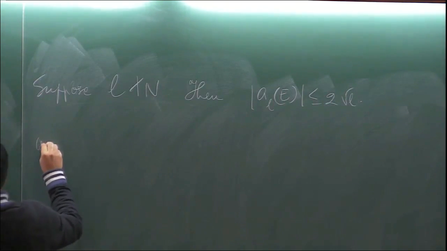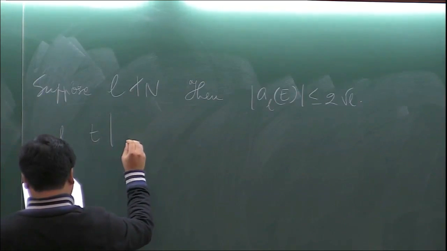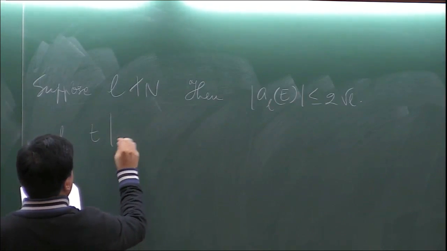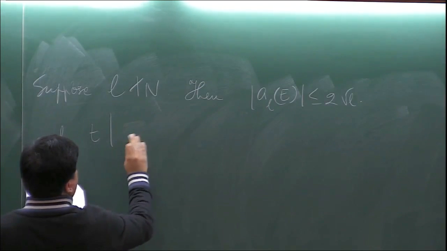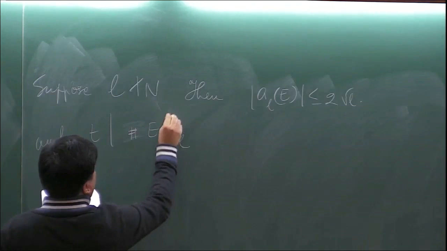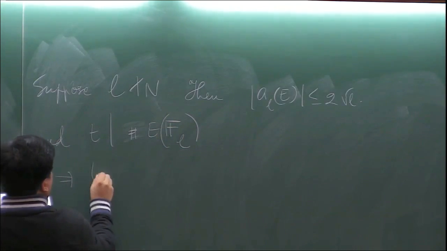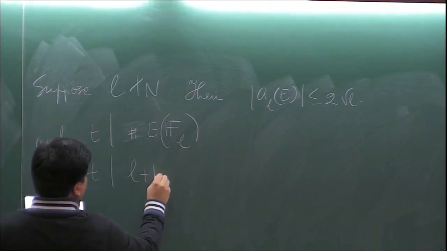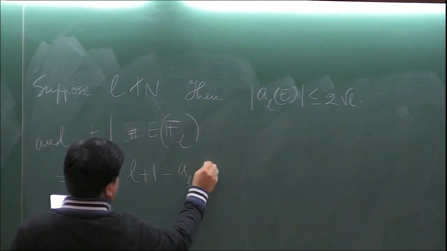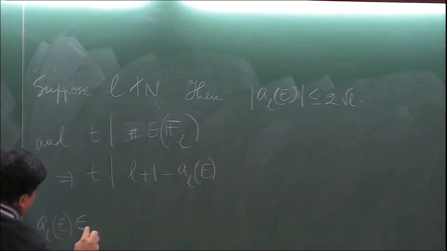And if T divides the number of points inside F_L, which means that T divides L plus 1 minus A_L(E). So therefore A_L(E) now belongs to this set here.